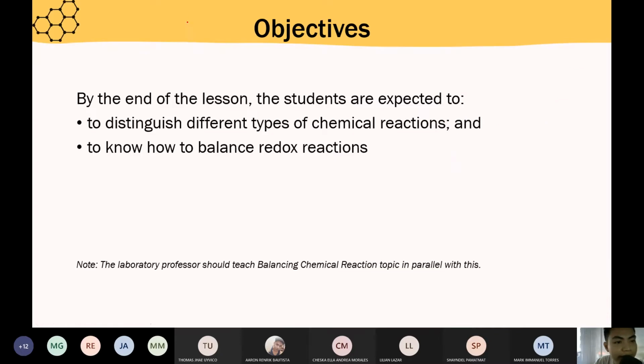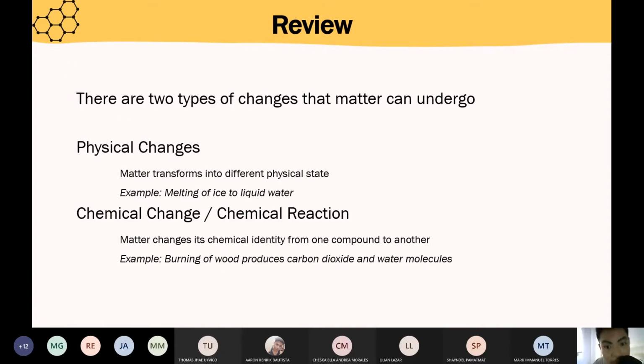So with that, the objective of this chapter is for you to be able to distinguish different types of chemical reactions and for you to know how to balance redox reaction. Okay? So our goal for today is just this one. And then for the next meeting, ito yung gagawin natin. Okay? So ito yung September 22. And this will be the September 29. Okay? So yan.